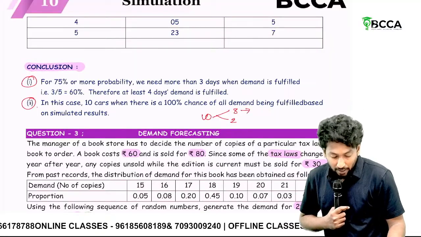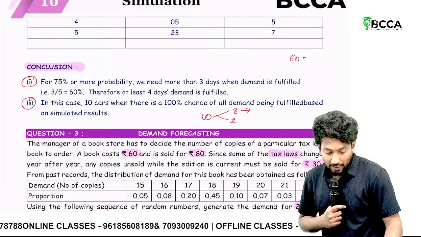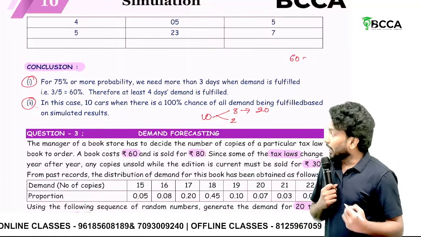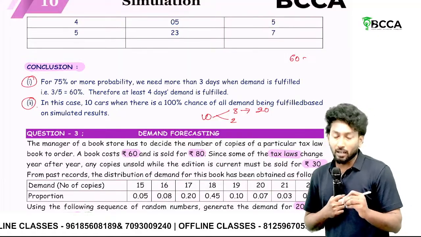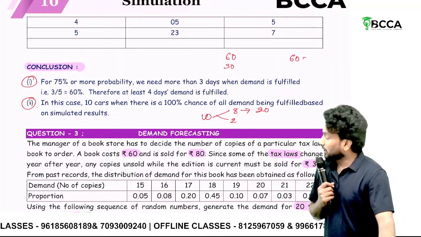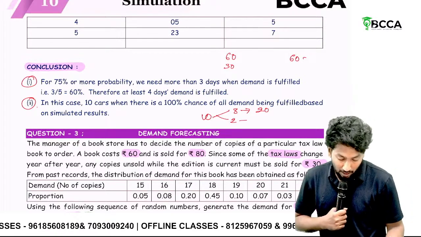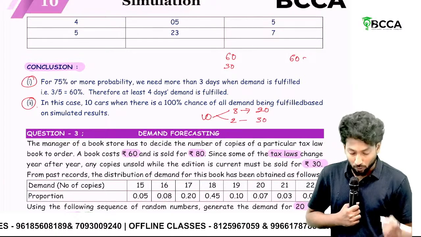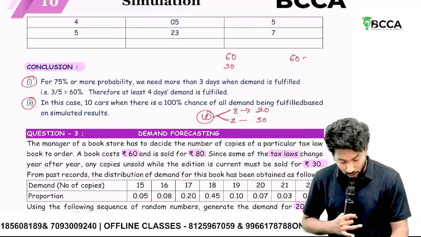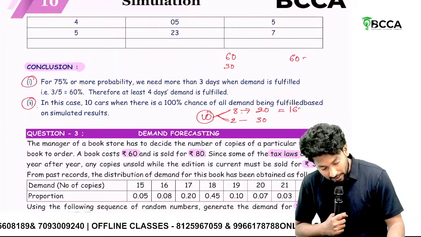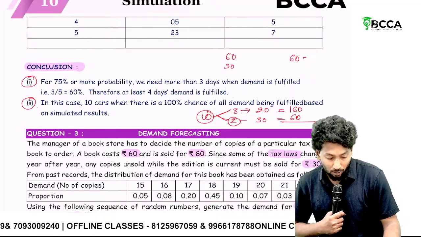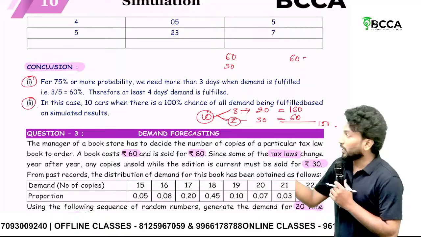For the books sold, how much profit will I get? Purchasing at 60 and selling at 80 means 20 rupees is the profit. If any unsold stock is there, I will get a loss on it. Purchasing cost 60, scrap value 30, so 30 rupees is the loss. If I purchase 10 books and only 8 are sold, 8 into 20 is 160 profit, and 2 into 30 is 60 loss. Net profit is 100 rupees. This is how we have to calculate the profit.